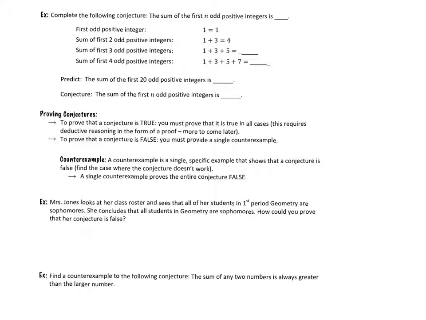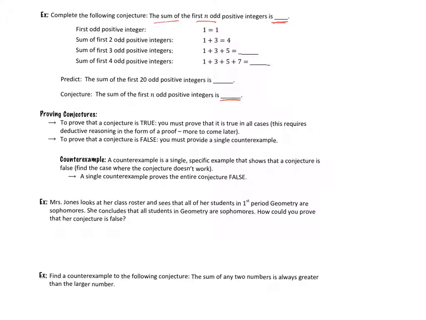Now we're going to look at another sort of way we can make a conjecture. So we're still going to be looking for patterns, but now our sequence is going to be built based on some sort of operation. So in this case, we're looking at the sum of the first n odd positive integers. So 1, 3, 5, 7, 9, etc. And we're going to want to come up with some sort of expression, and that will be our conjecture.